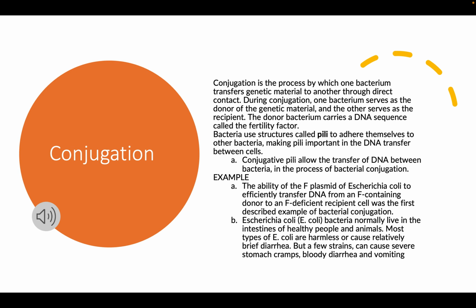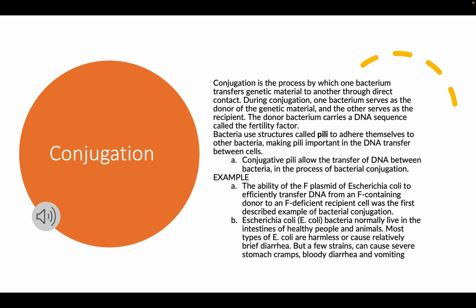Since pili were described in the last slide, they are very important to bacteria again for this conjugation and DNA transfer. Without them, it would not be able to exist. So, an example of this: the ability of the F plasmid of Escherichia coli, also known as E. coli, to efficiently transfer DNA from an F-containing donor to an F-deficient recipient was the first described example of bacterial conjugation.